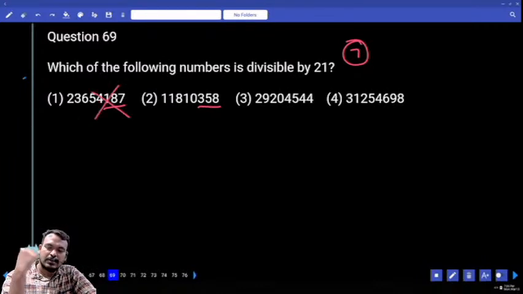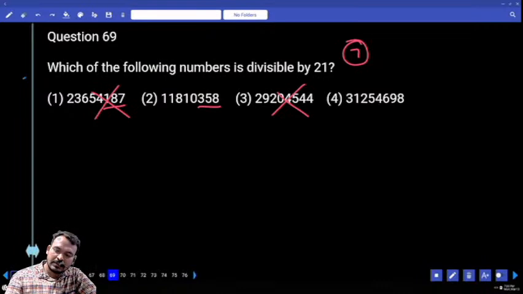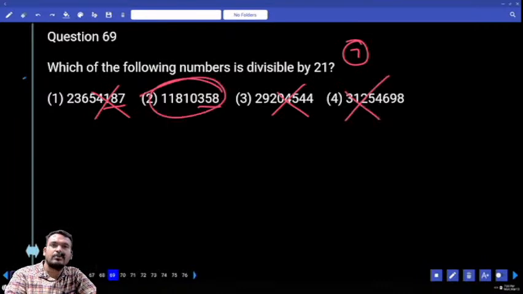Next, third option, 544. What is the units position? 4. 544 minus 4 is 540. It is a 7 multiple? No. Fourth option, 698. What is the end value? 8. 698 minus 8 is 690. It is a 7 multiple? No. Then the answer is the second option.